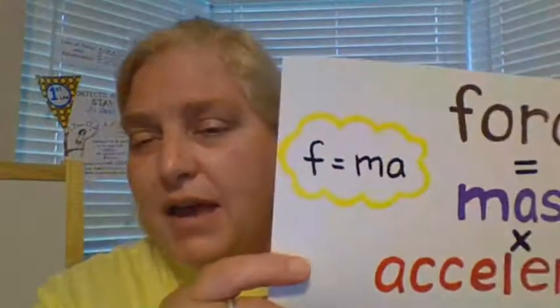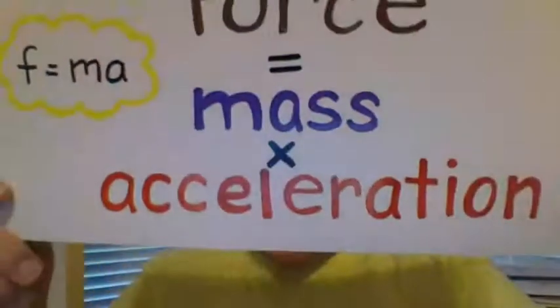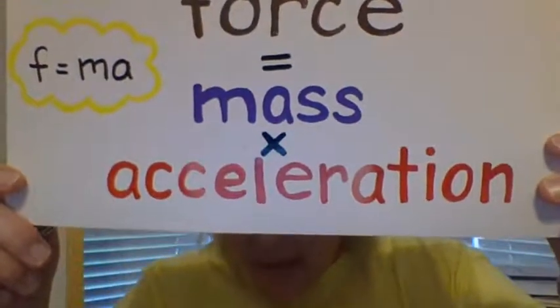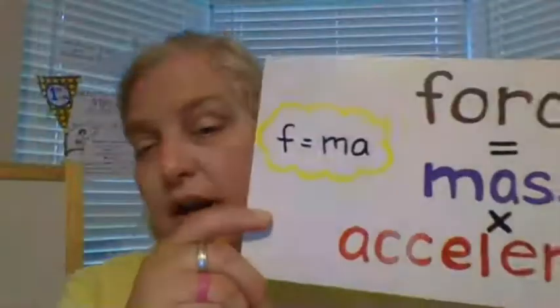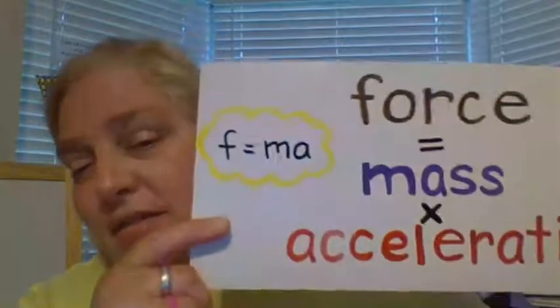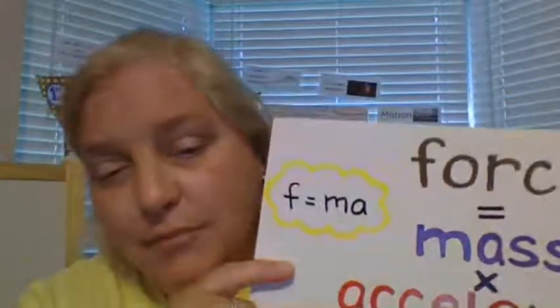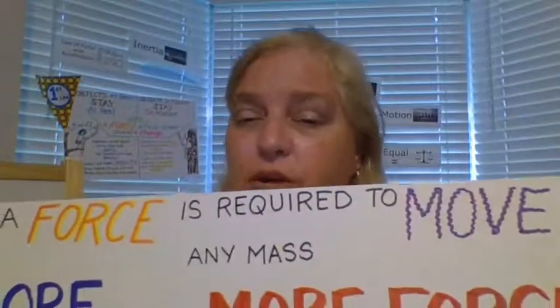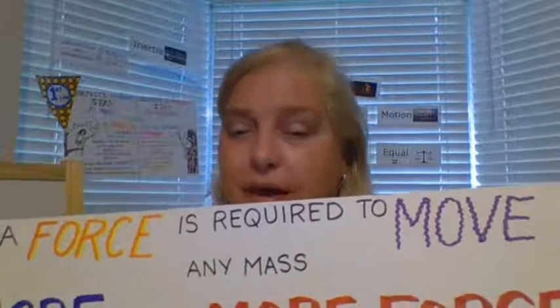F equals ma stands for force equals mass times acceleration. All right, the force that you need to use is equal to the mass of the object times its acceleration, how much it speeds up or slows down. Well, it still doesn't make a whole lot of sense. Let me go a little bit further. All right. A force is required to move any mass.